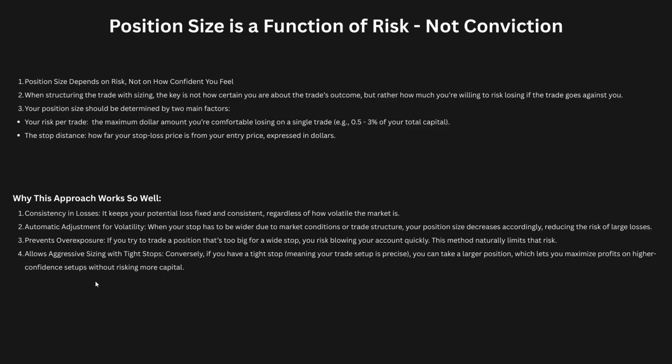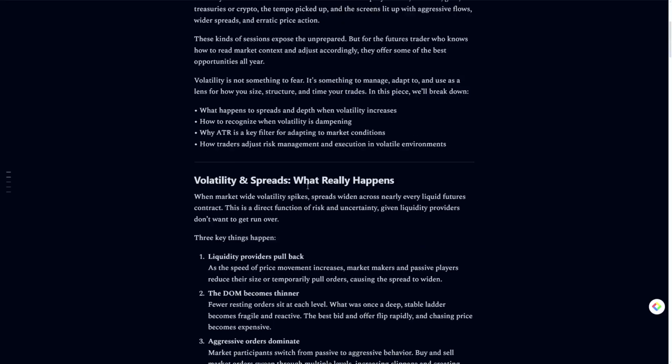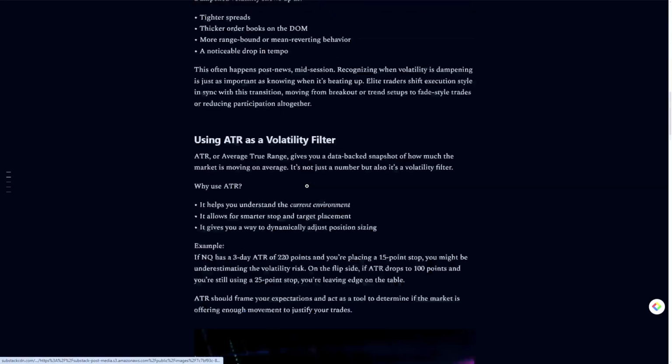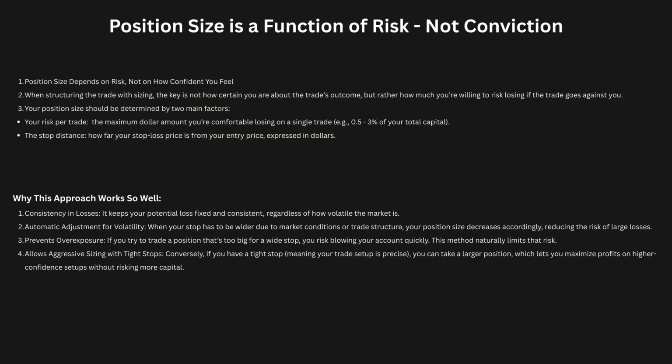In fact, I wrote an article about this, which I'll share. If you come over to the Substack under Process, you'll see an article that I wrote on the 7th of April: volatility, spreads, ATR, and risk. Give this a read, because this is very important to understand, and it shows how you can use ATR as a volatility filter. And then points 3 and 4, prevents overexposure.